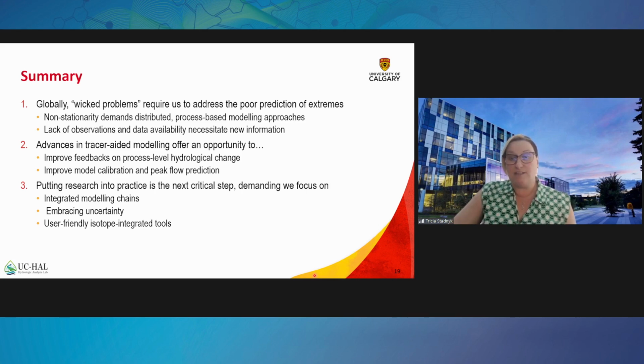Expanded modeling chains that look at the downstream consequences of water balance change are very important to help inform policy and decision makers. But to get there, we need to focus on developing user-friendly tools and open source models and codes and workflows that make this all accessible to non-isotope experts. So the moral of the story is that uncertainty will always prohibit models from being exactly correct, but large-scale tracer-aided modeling offers the opportunity to detect this uncertainty and to move it from being a threat to an opportunity for informed decision-making.